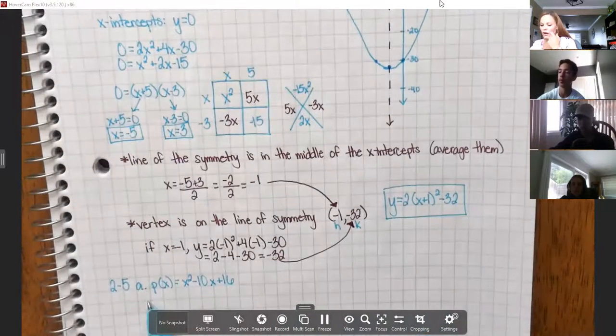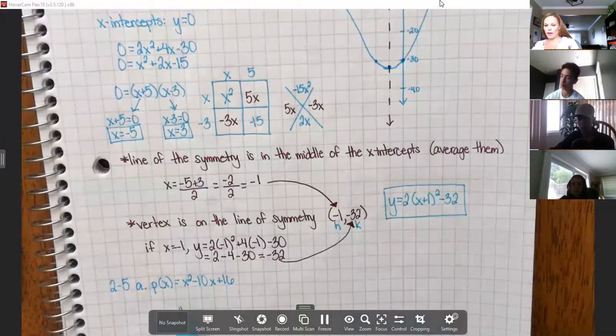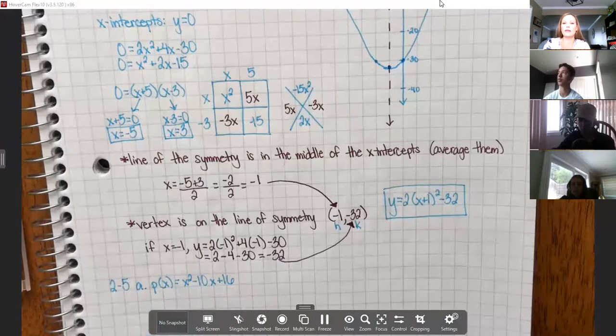So you're going to try number 5 right now, doing something similar. You're going to find the x-intercepts, so make P of x 0. Solve for the x-intercepts, average them to find the line of symmetry, and then use that to find your vertex.